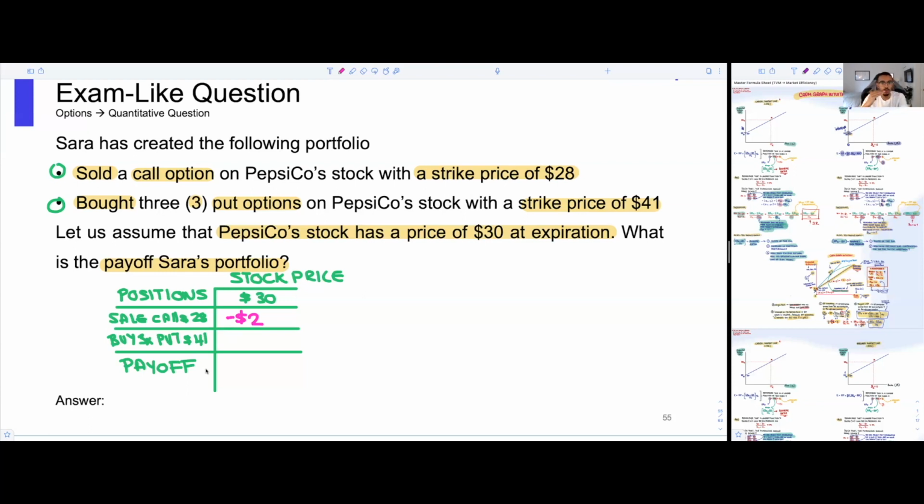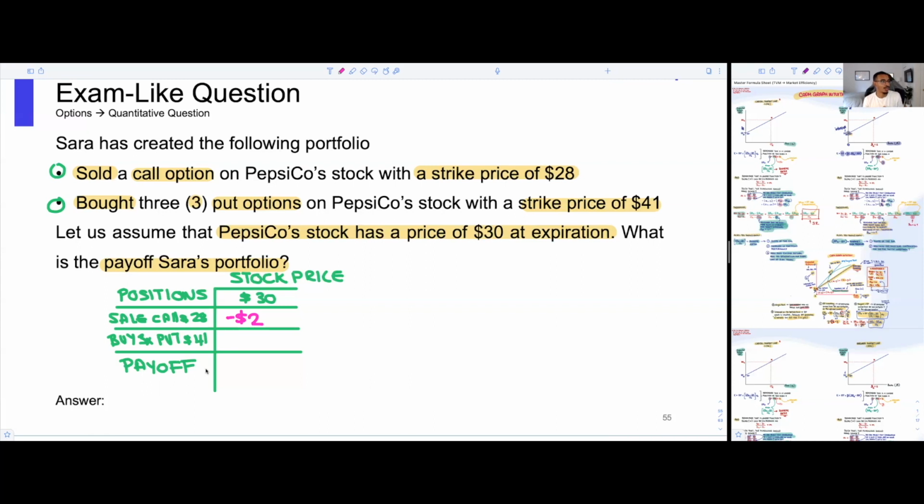Now let's move on to the purchase of 3 put options on PepsiCo stock with a strike price of $41. So what is a put? A put is the right to sell an underlying asset at a specific price for a specific amount of time. To make this simple, essentially this means that, let's say PepsiCo stock right now is trading at $30 and you have a put option. So you have the right to sell this PepsiCo stock at $41.